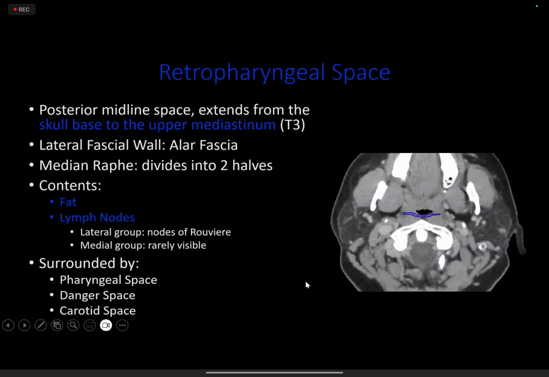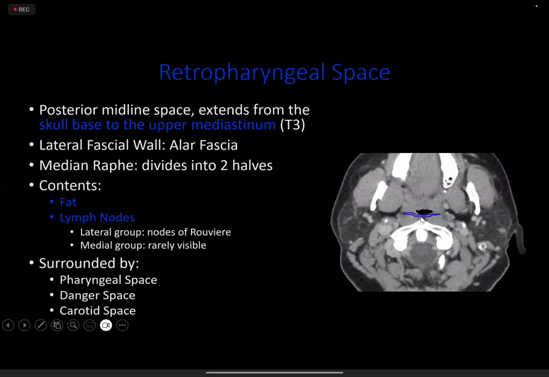Now let's move on to the retropharyngeal space. This retropharyngeal space is a posterior midline space that extends from the skull base all the way down to the upper mediastinum, up to about the level of T3, T4. Now remember that it's bounded by this lateral fascial wall called the alar fascia. The retropharyngeal space has mainly two things. It contains fat and lymph nodes. And it's that lateral group that we typically hear about, the nodes of Rouviere. That medial group, rarely do we see on imaging.